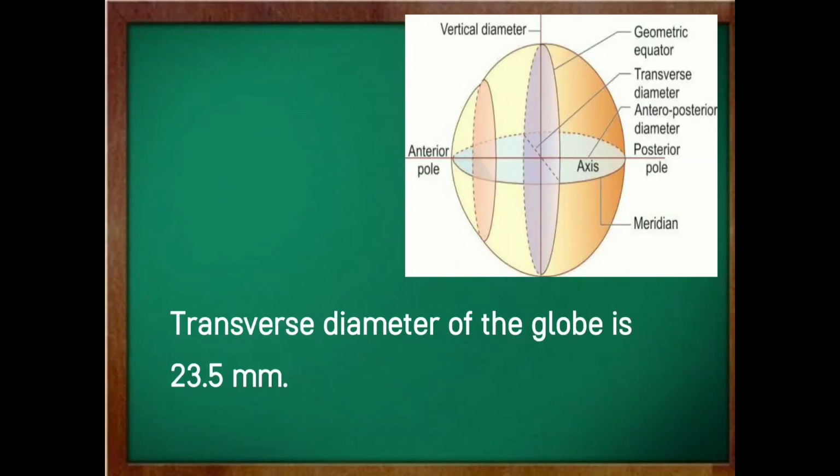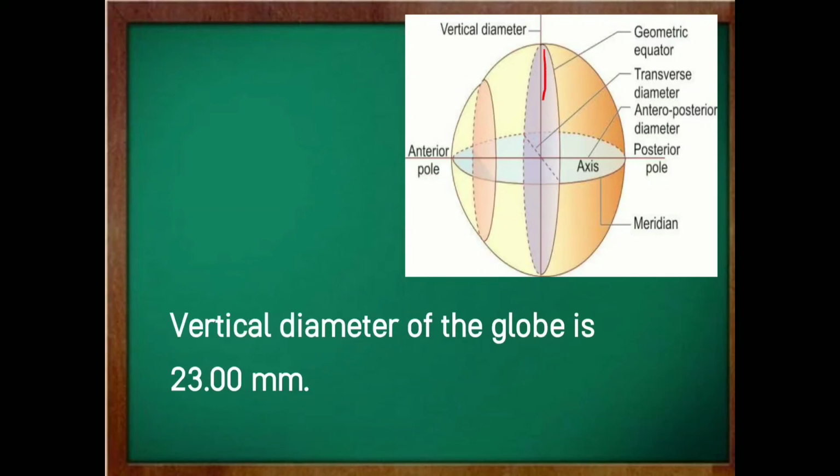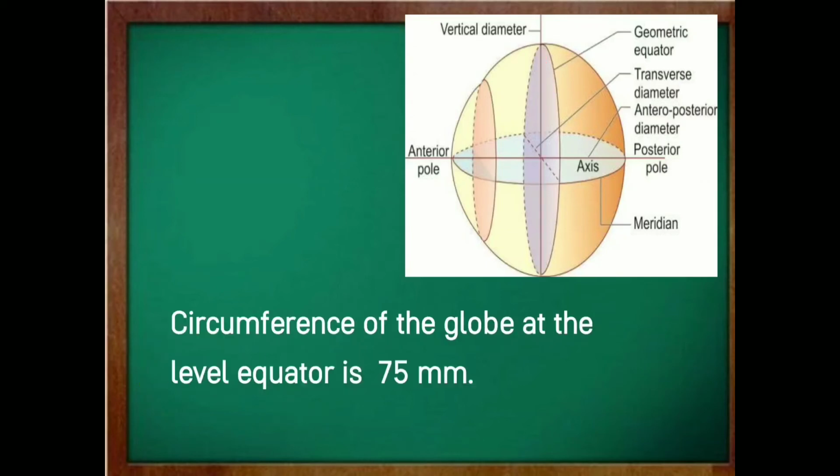Now, the horizontal diameter at the level of the geometrical equator is called the transverse diameter of the globe, and its size is about 23.5 millimeters. Coming to the vertical diameter at the level of the geometrical equator, the size is about 23 millimeters. So you can see there's only a difference of about 0.5 between the vertical and the horizontal dimensions, with vertical being a little bit smaller compared to the horizontal. The circumference of the globe, which is measured at the level of the geometrical equator, is about 75 millimeters.